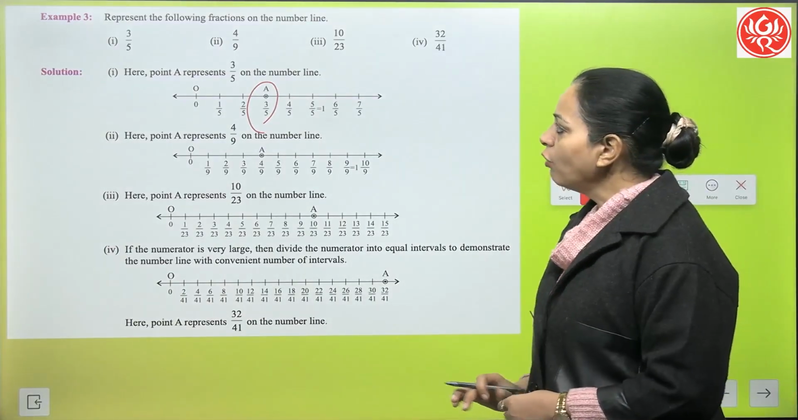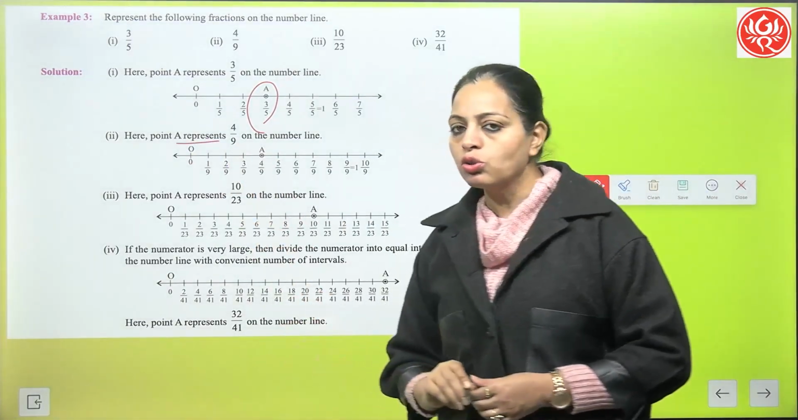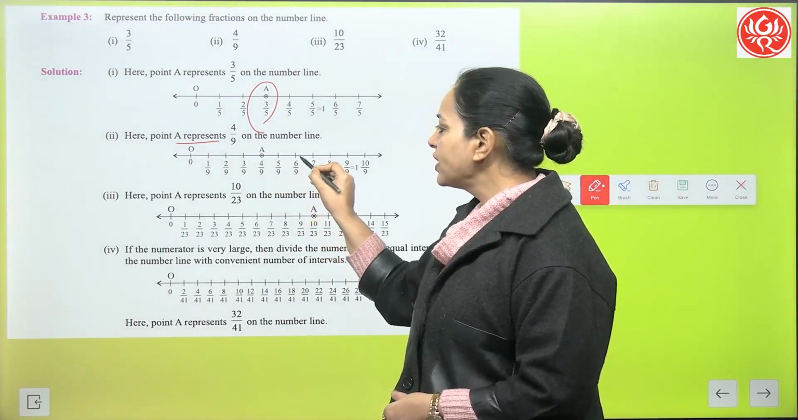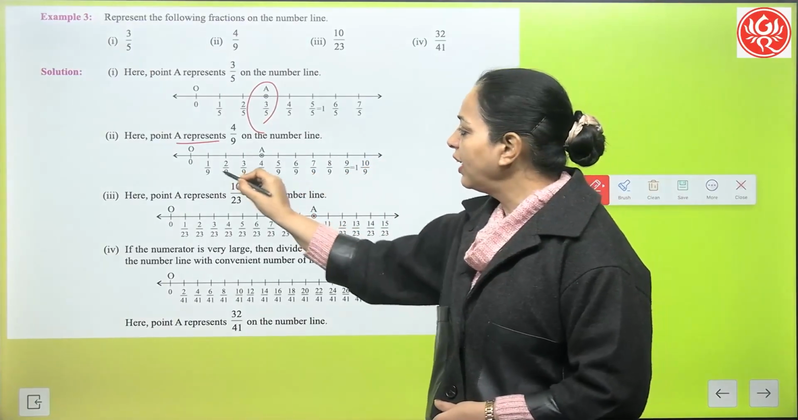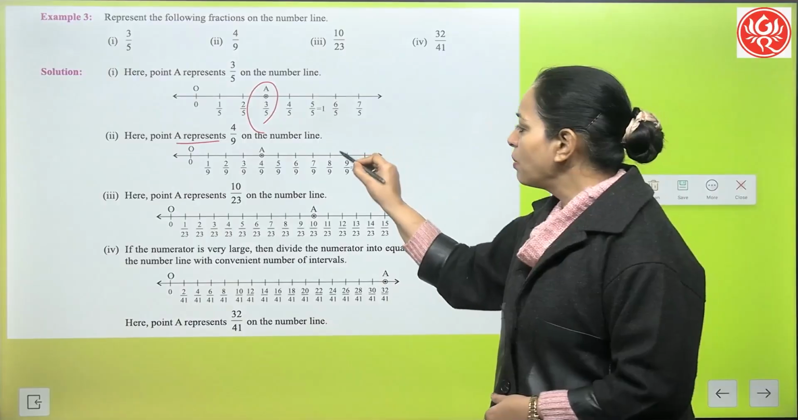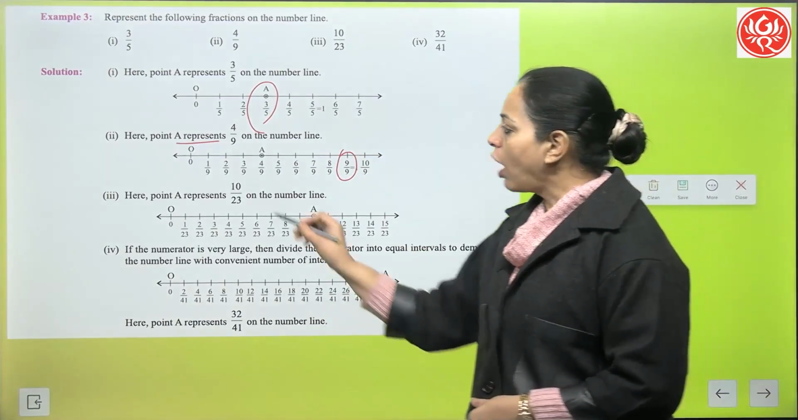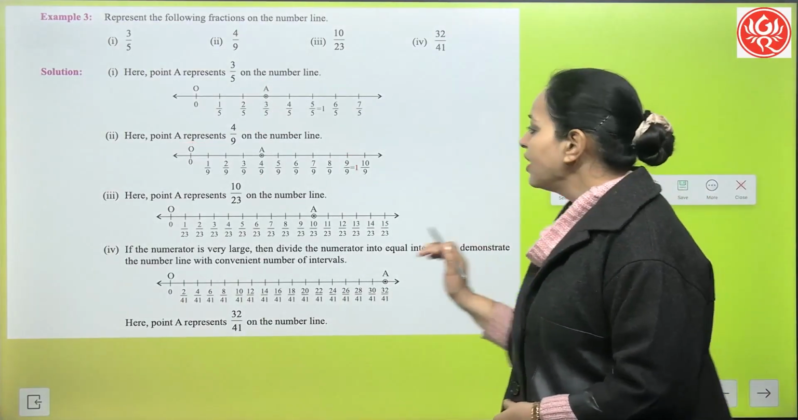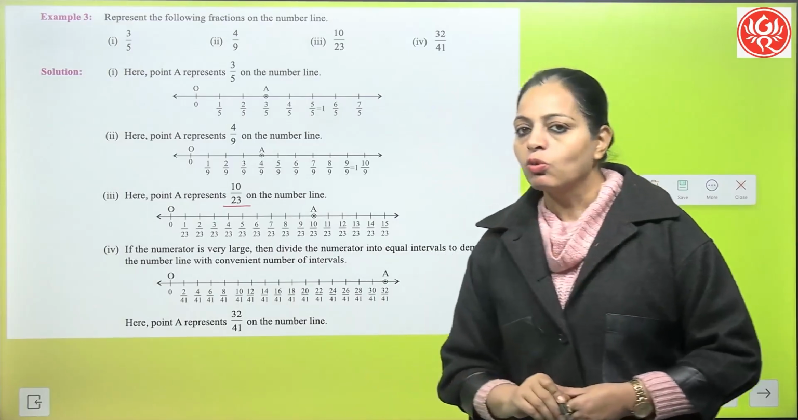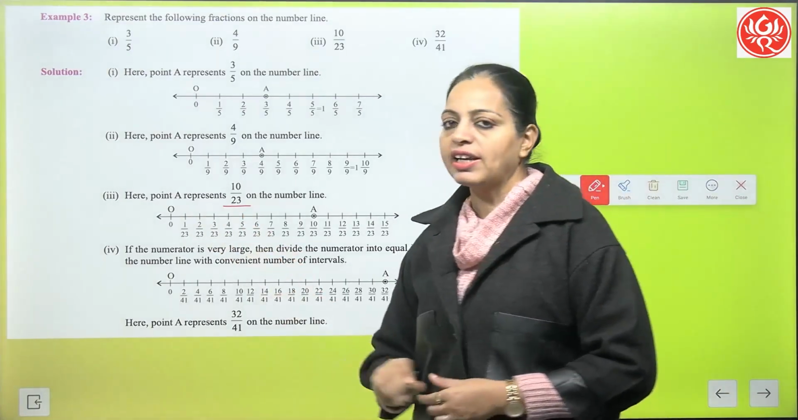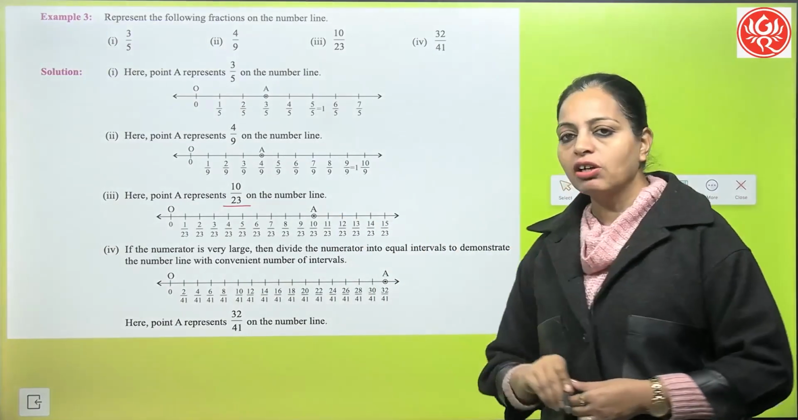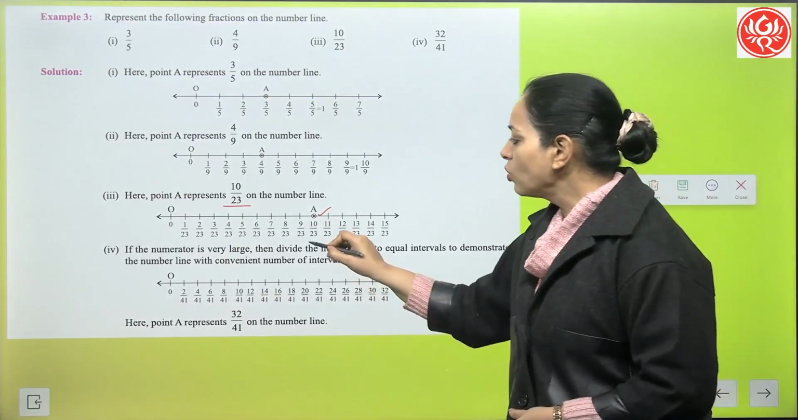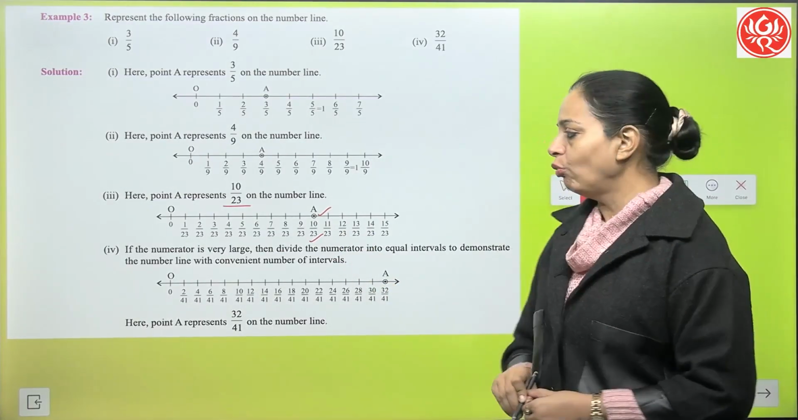Okay. Now the second one, 4 by 9. So what to do? हम equal intervals ले लेंगे. 1, 2, 3, 4, 5, 6, 7, 8, 9 and then 9 as denominator. This becomes 1. Okay. Now count it. This is 4 by 9. Okay. The next is 10 upon 23. So what you do? Mark 0, take it as O. Now take the equal intervals और जो भी 10th part है उसको हम mark कर देंगे with point A. So this is 10 upon 23, right?